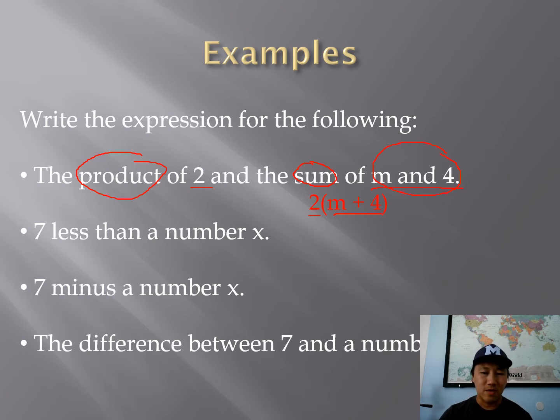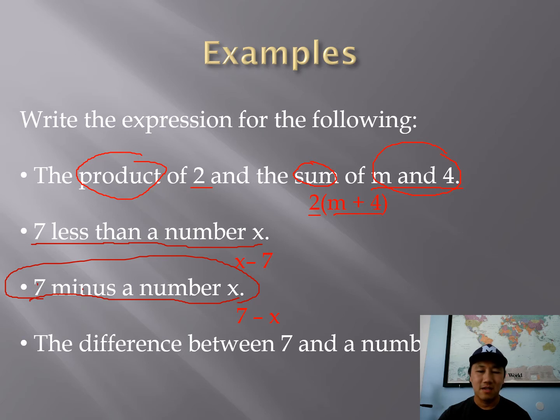For example, the first one, 7 less than a number x. How is that going to be different from 7 minus a number x? There it is. You're going to have exactly the way that's written for this one, 7 minus x. But then the top one, 7 less than a number x, is going to be written so that the x comes first and then the 7 afterwards, and that's important. What do you think this third one's going to be? The difference between 7 and a number x. It's like the first one, x minus 7.